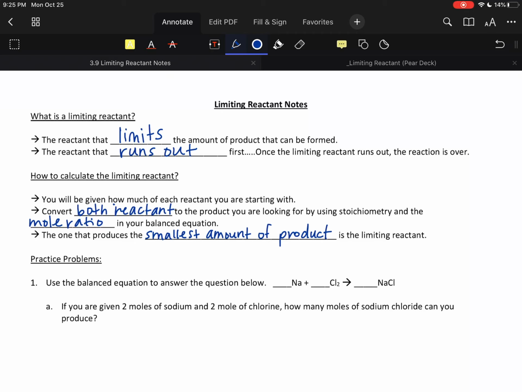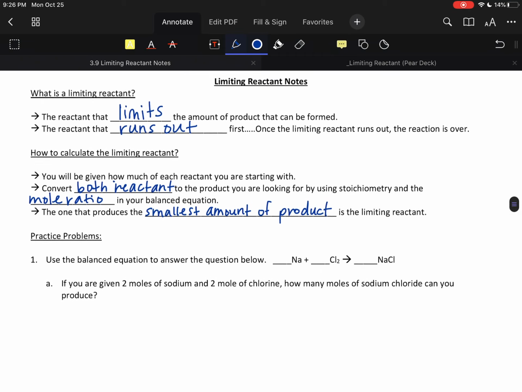We're just going to compare our answers to each other, okay? So we're going to convert both reactants to the product that we're looking for, using the same stoichiometry that we've already learned. Whichever reactant produces the smallest product, or the least amount of product, that's our limiting reactant, okay? And that's the amount of product that we can produce. So let's look at an example.